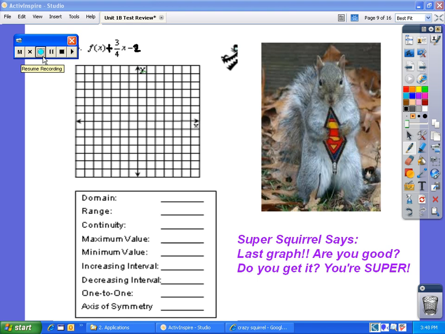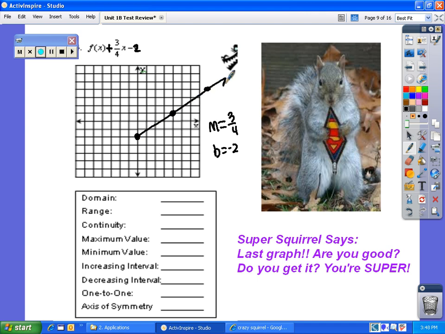Alright, here we have Super Squirrel again, and Super Squirrel says, last graph, are you good? Do you get it? And he says that you are super. Alright, so this is our last graph, easy graph. It's an M and B graph. So M is 3/4, B is -2. So we're going to start down at -2 and count up 3 over 4. Up 3 over 4. And then connect your dots to make a beautiful straight line.